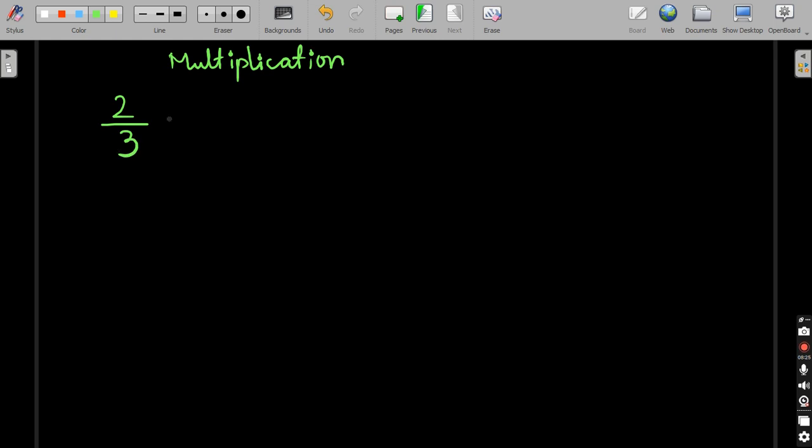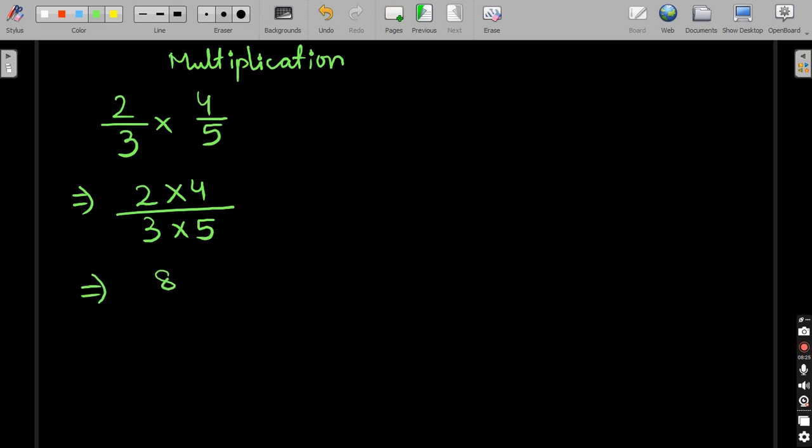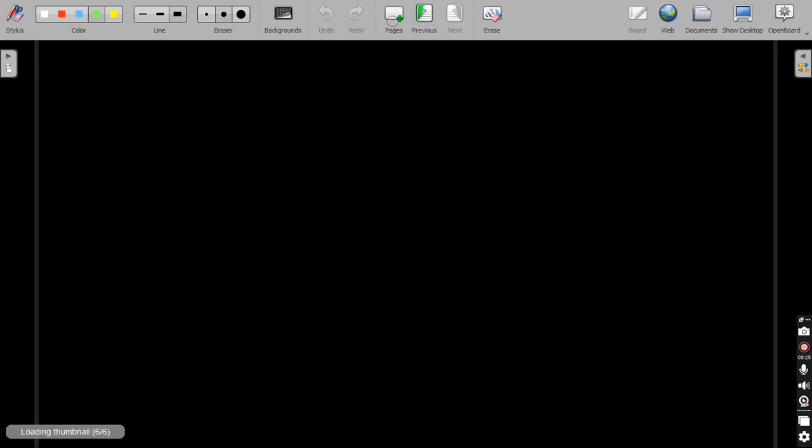Let us solve 2 by 3 into 4 by 5. Okay, now how am I going to solve? Always remember in multiplication, numerator into numerator and denominator into denominator, that we need to do. So what is the answer? 4 2s are 8, 5 3s are 15. Directly we can say the answer. This type of question we can expect, and if you know the concept you can easily solve it. This is a simple process.